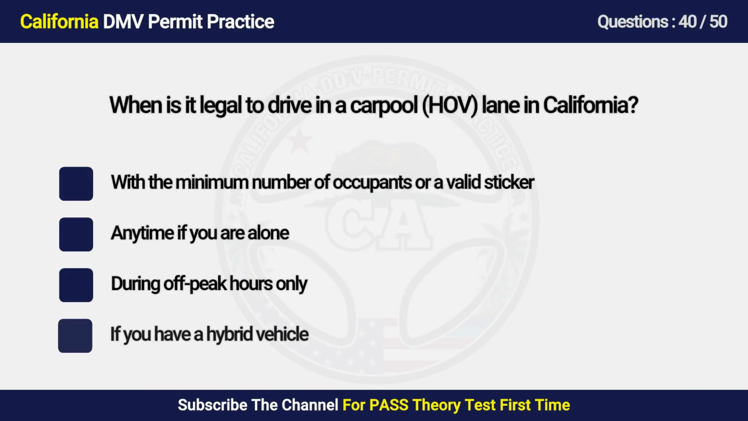Question 40. When is it legal to drive in a carpool lane in California? A, with the minimum number of occupants or a valid sticker. B, anytime if you are alone. C, during off-peak hours only. D, if you have a hybrid vehicle.